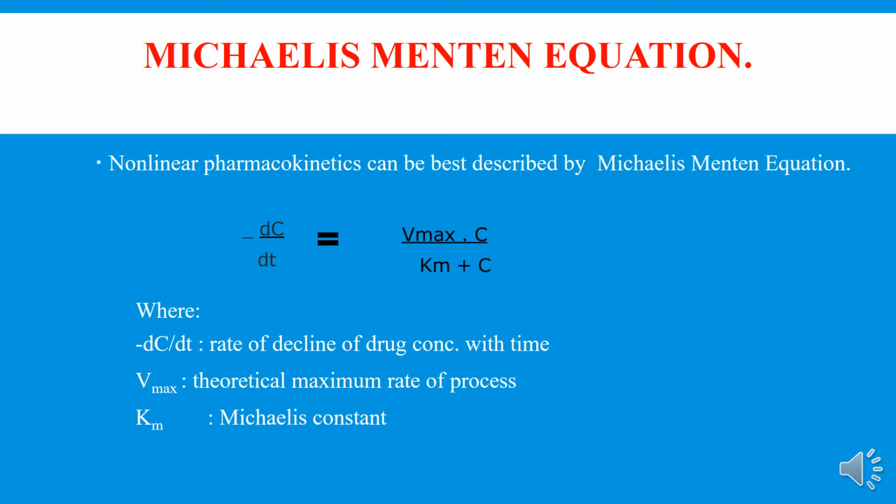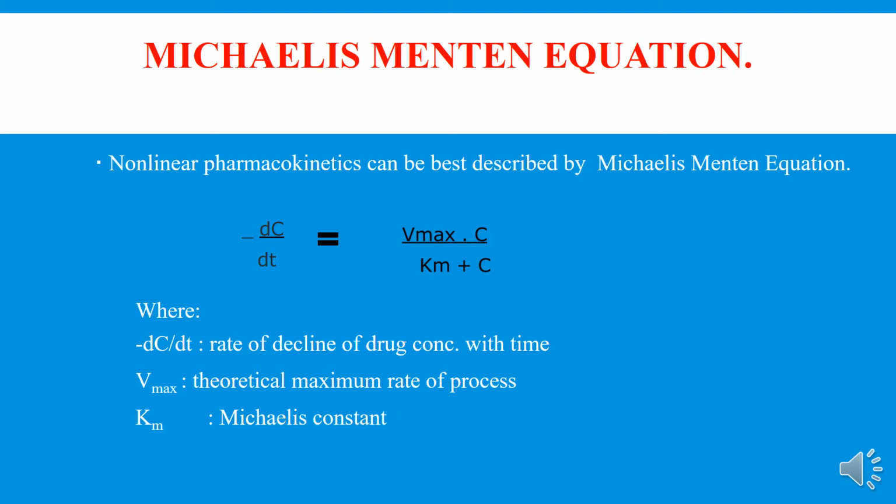Today we are focusing on the Michaelis-Menten equation. When you hear about this equation, you have to know it comes under non-linear pharmacokinetics. We already said this kinetics is a capacity limited, saturable process, and this can be best described by the Michaelis-Menten equation. So now write down the equation: minus dC/dt is equal to Vmax into C divided by Km plus C, where max and m are subscripts.